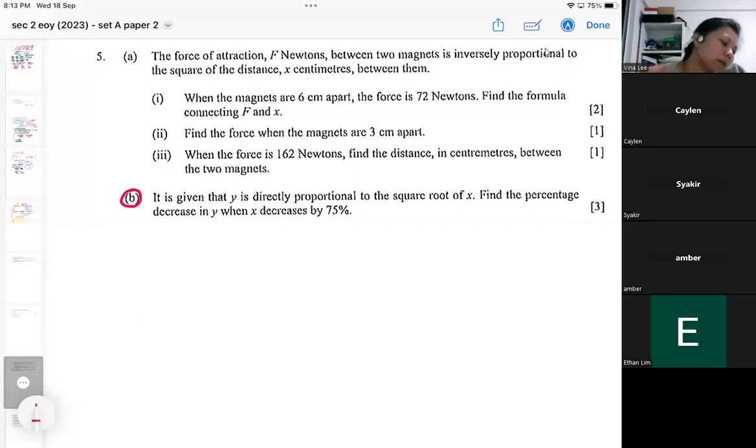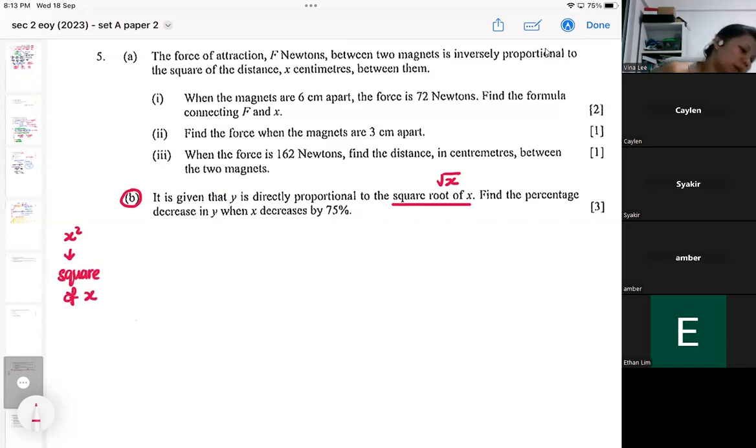Okay, so listen up first. Some students never see the square root, or sometimes they see it as a square. So please take note. This is the square root. If they wanted x squared, it will be called the square of x. So please take note.